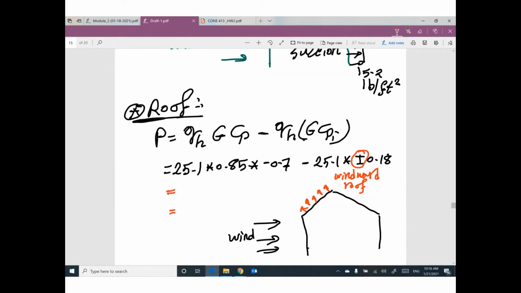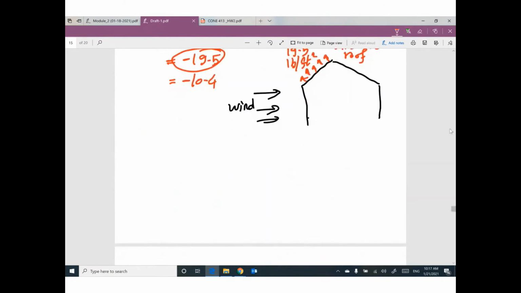So 25.1 times 0.85 times negative 0.7 minus 25.1 times 0.18. We will have negative 19.5. We will have another value, negative 10.4. So I will use the maximum value. So your value here will be negative 19.5 pounds per square feet. This one is windward.